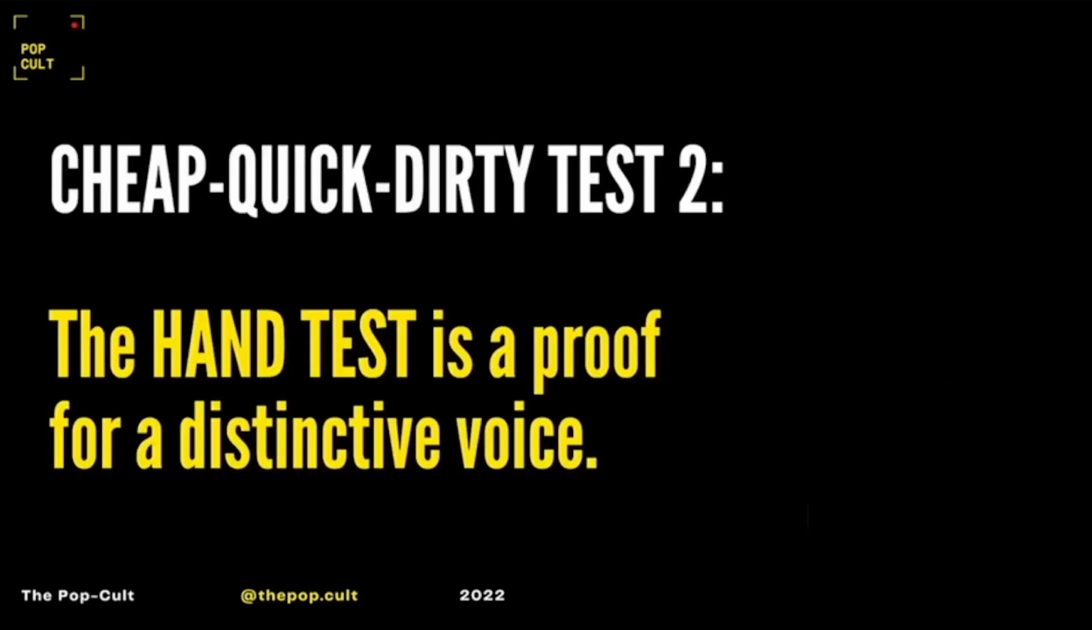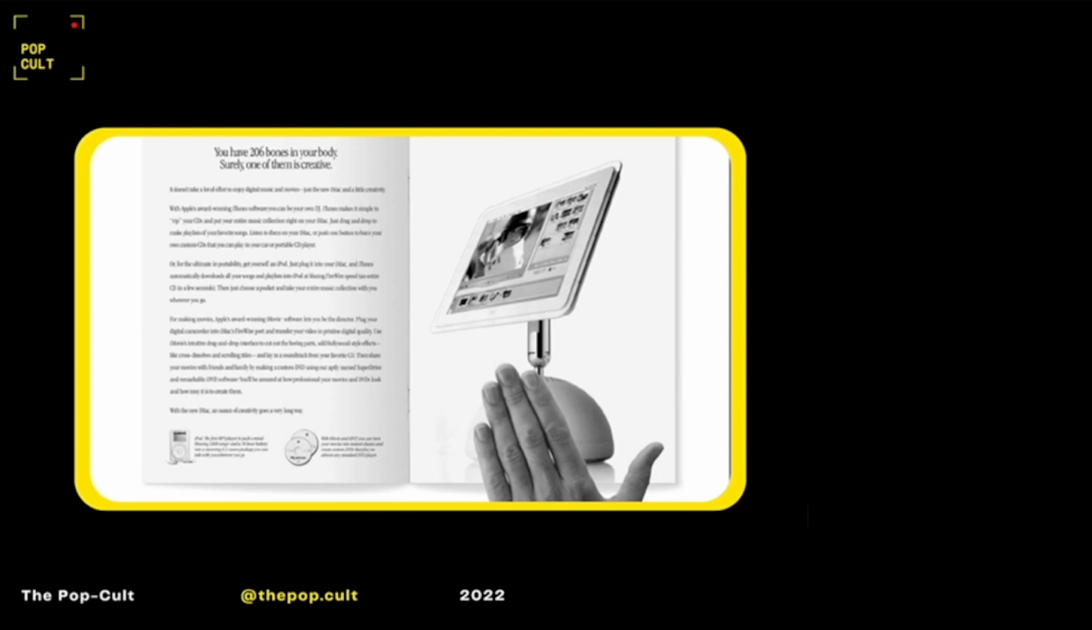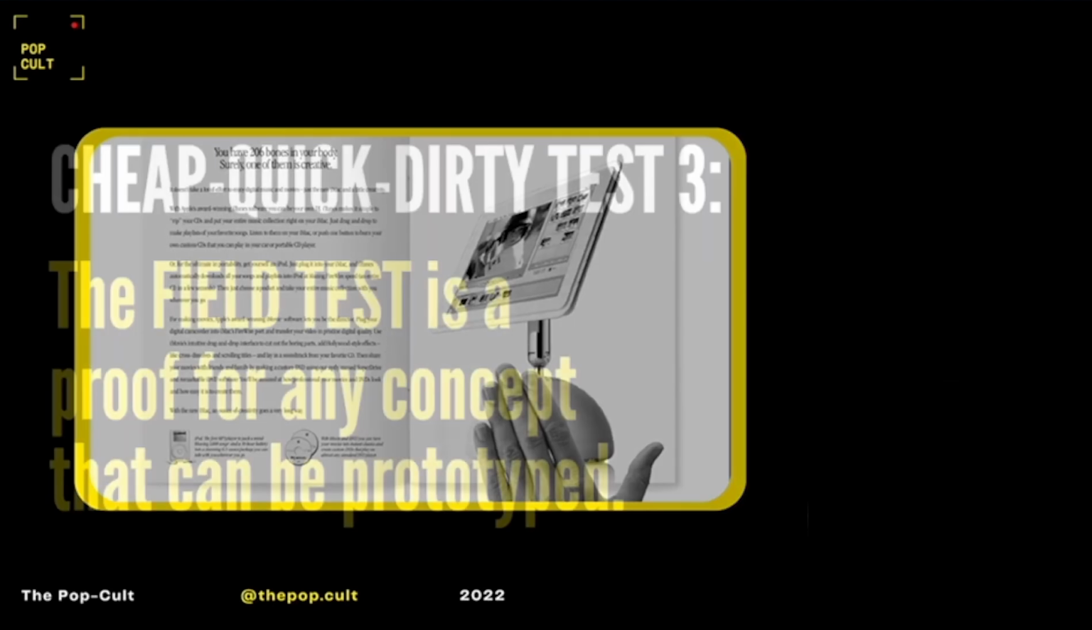A variation of the swap test is the hand test. It lets you check the effectiveness of your ads, brochures, web pages, or any other brand communication. Take any piece of your communication and cover up your trademark with your hand. Can you tell whose piece it is? If the communication in question looks as if it could have been from anyone else, any other company, any other brand, then it's less than it could be. Because even without a trademark, those familiar with your brand should be able to tell who's talking by its voice or the look or the feel of the materials in that particular ad.